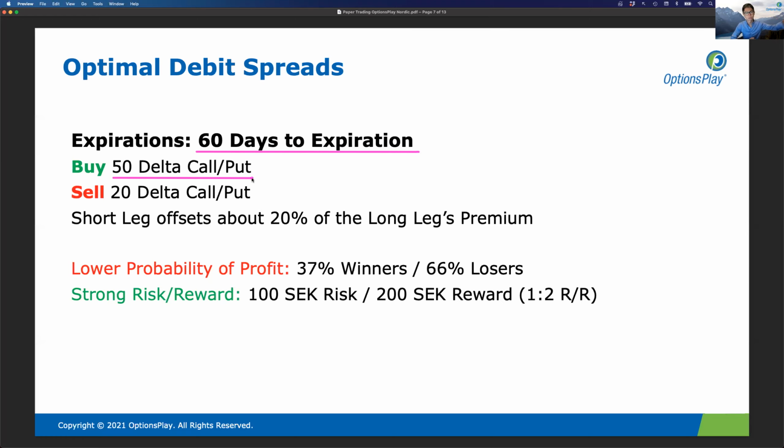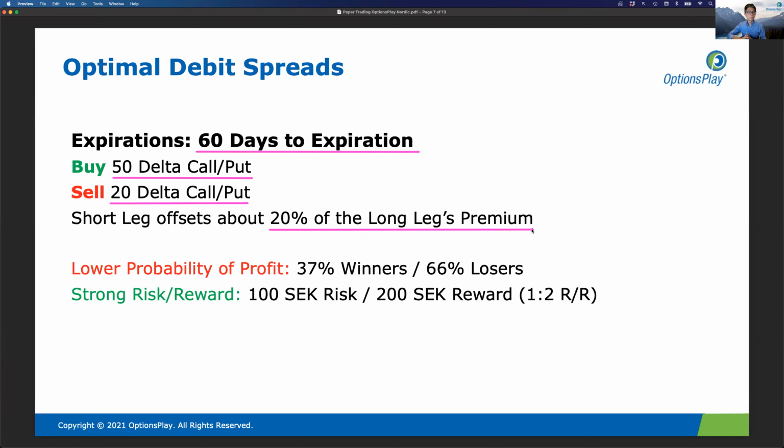And this is really where options provide you with a lot of flexibility. What you can do is you can sell an out of the money call or a put against that. And by selling that out of the money call or put against the long call or put that you've purchased, you usually can save about 20% of the long leg's premium, or collect 20% of the long leg's premium, and that's going to help reduce your risk on the overall trade.